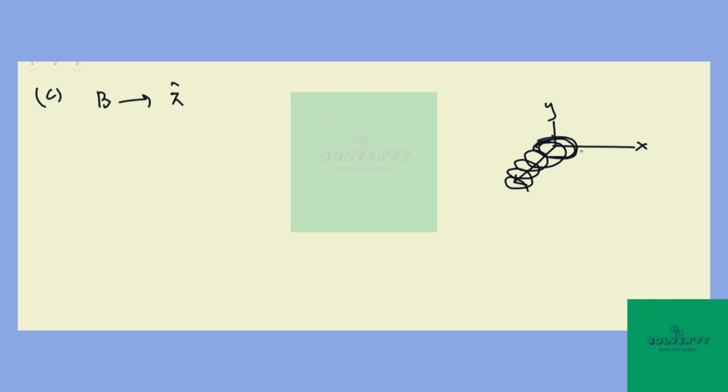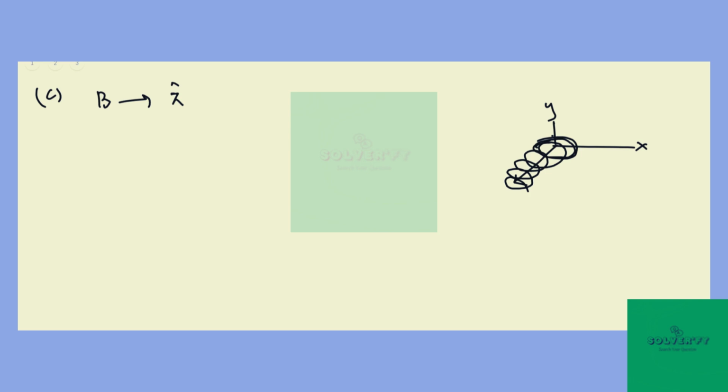So the particle moves in the circle due to the centripetal force, and due to the constant velocity in the z direction, it keeps on moving forward in that direction, and we get the helical path.